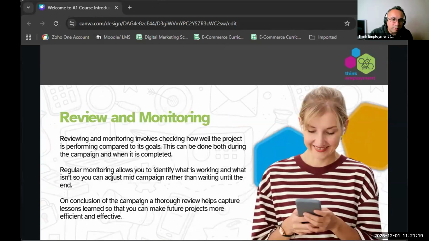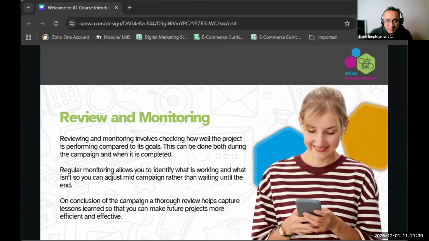And finally, review and monitoring. Review and monitoring involves checking how the project went, if it went well, how it performed, comparing it to the goals, and how things can be done differently to improve. Regular monitoring allows you to identify what works and what doesn't. So it's important to do that.